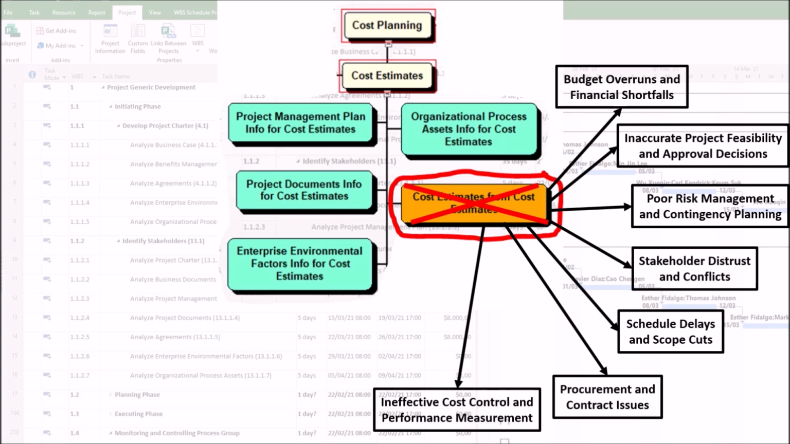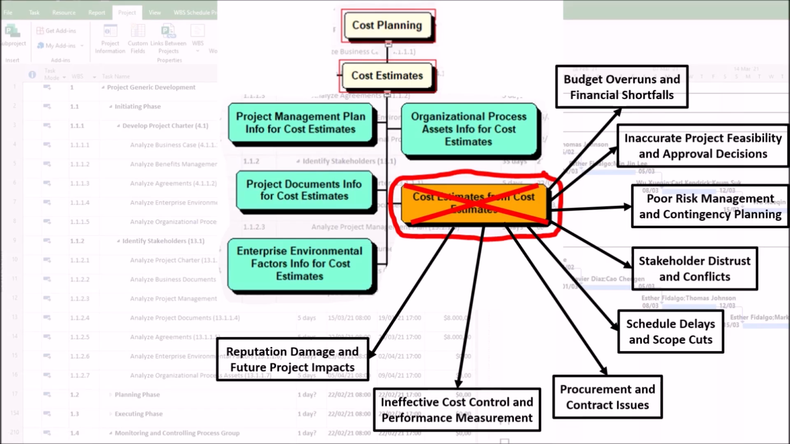7. Ineffective cost control and performance measurement. Earned value management becomes unreliable if baseline estimates are flawed. Variance analysis, such as CPI and SPI, loses meaning, making it hard to track true performance.